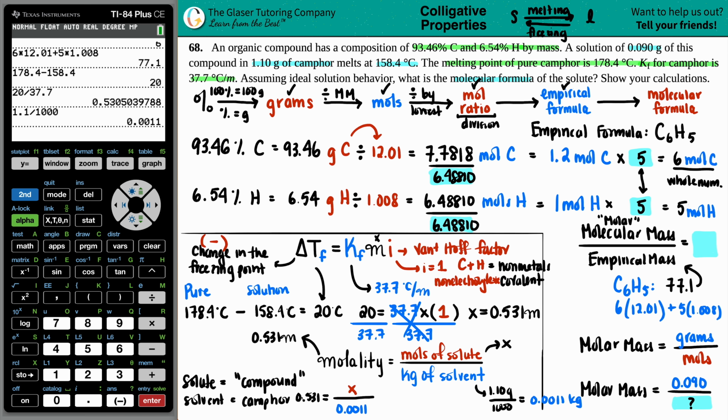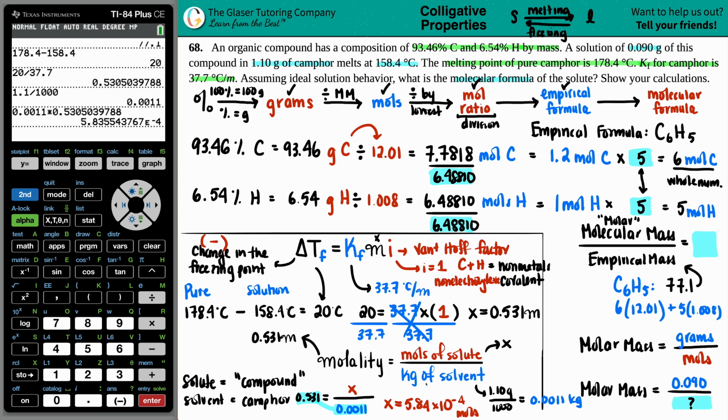So it seems like just a quick cross multiplication. I'm going to take the kilograms and times them by the molality. And I get X equals 5.84 moles. Oh, 5.84 times 10 to the negative 4th moles.